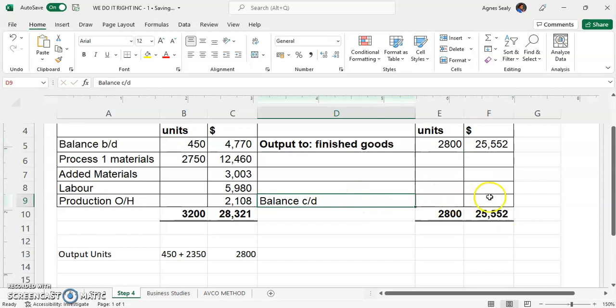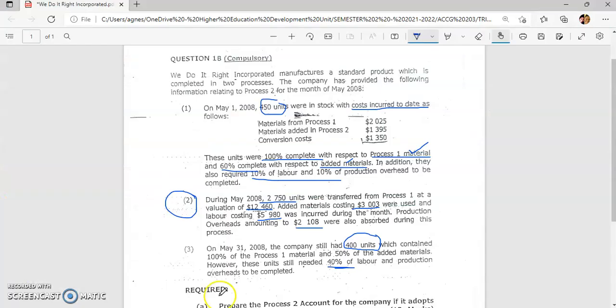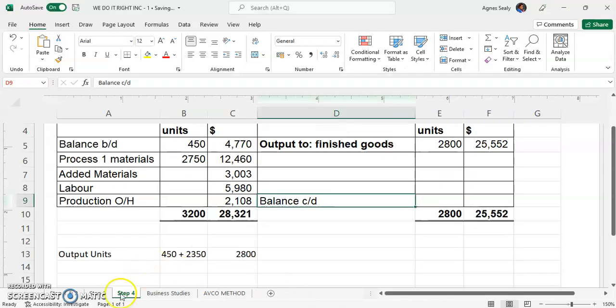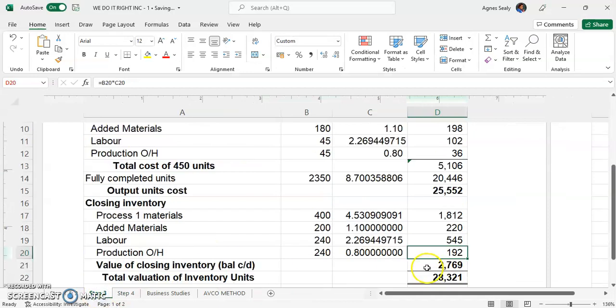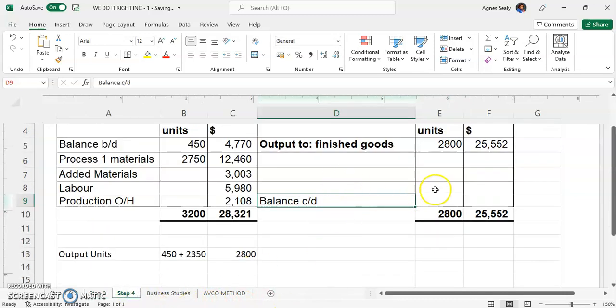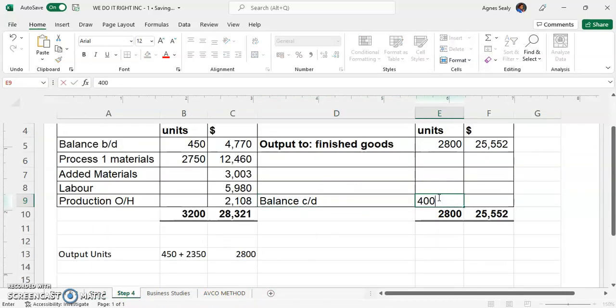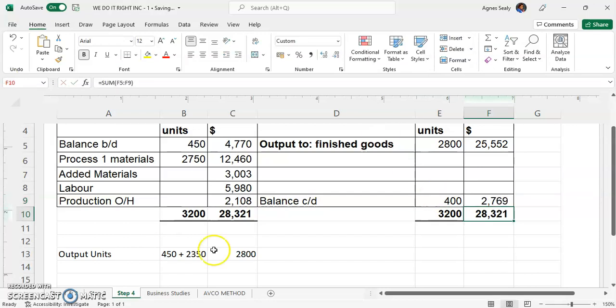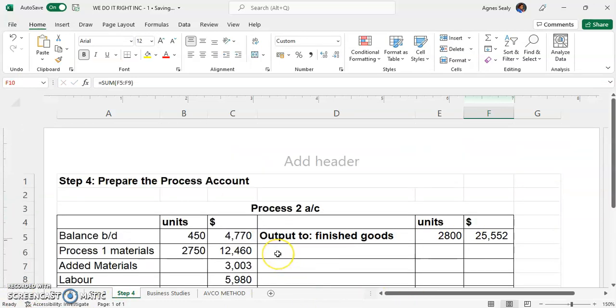And then we get our balance carried down. So our closing inventory units are 400 units, and they are valued at $2,769. So 400 units, $2,769. And this completes our process account.